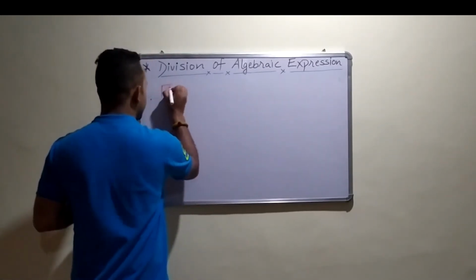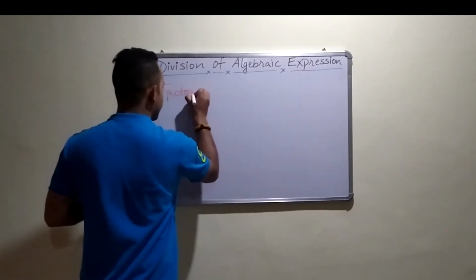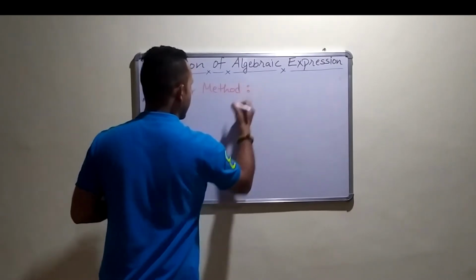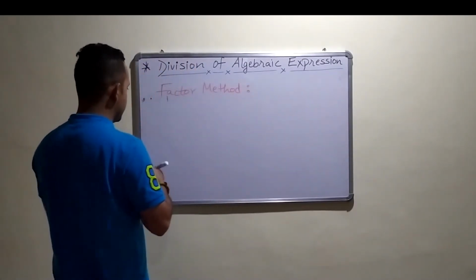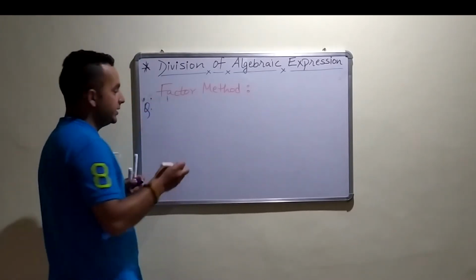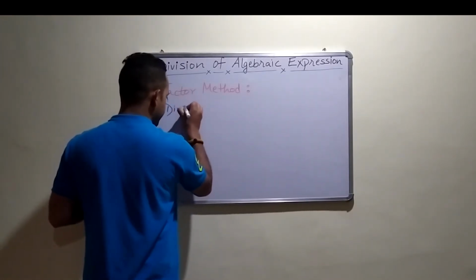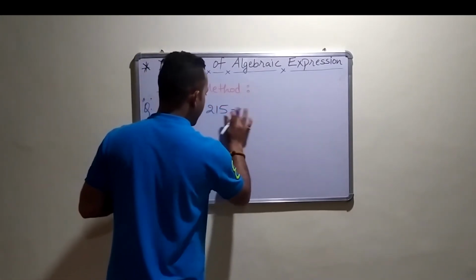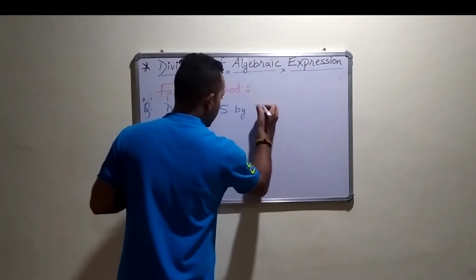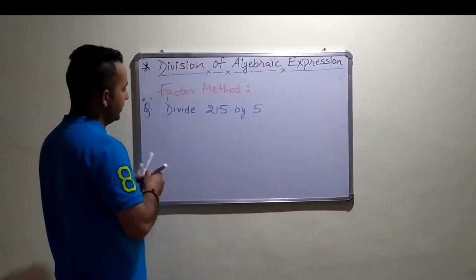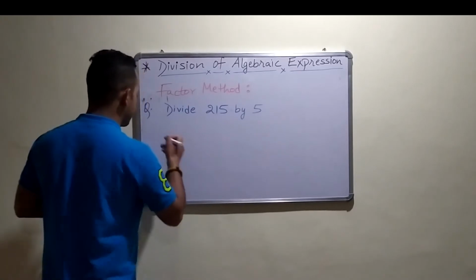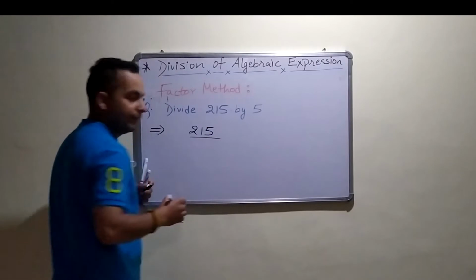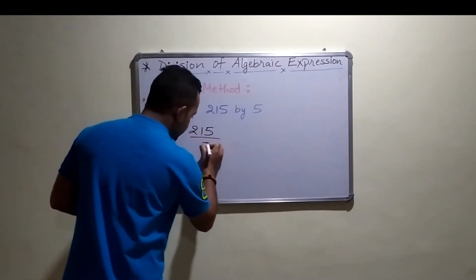The first method is factor method. Suppose I divide 215 by 5. I'm going to solve it with the factor method.